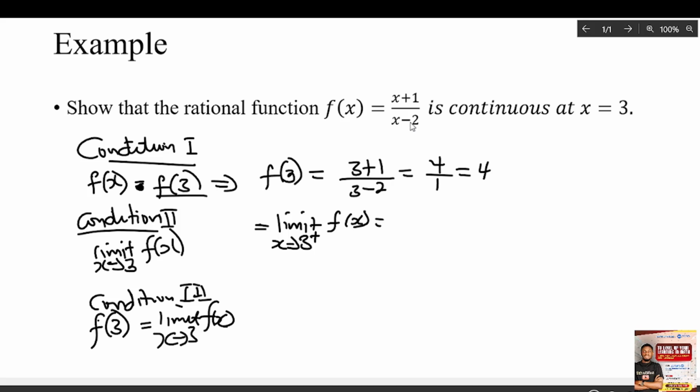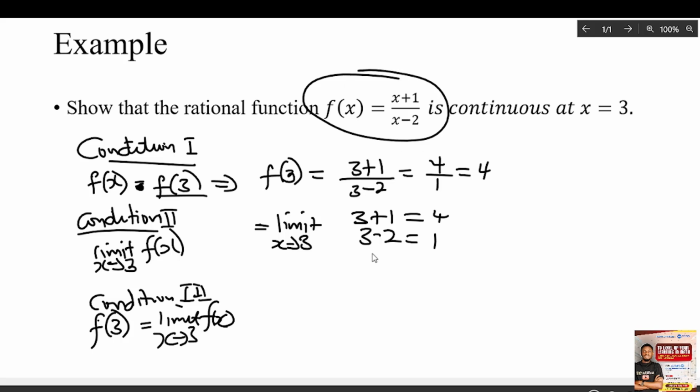So now let me take it again. As x approaches 3 from values greater than 3, the numerator of the function becomes 3 plus 1, and that gives us 4. And then the denominator approaches 3 minus 2, that gives us 1. So the limit of that function is equal to 4 on 1, and that is equal to 4. And so the first condition and the second condition are satisfied.